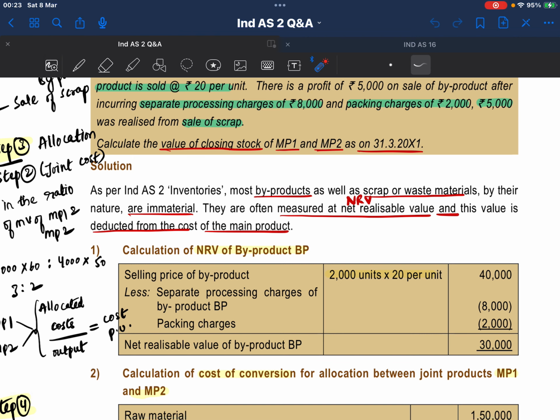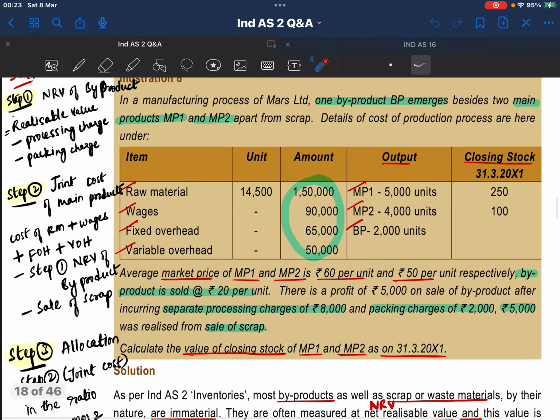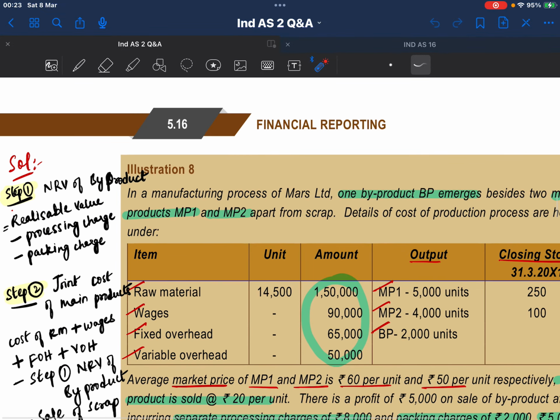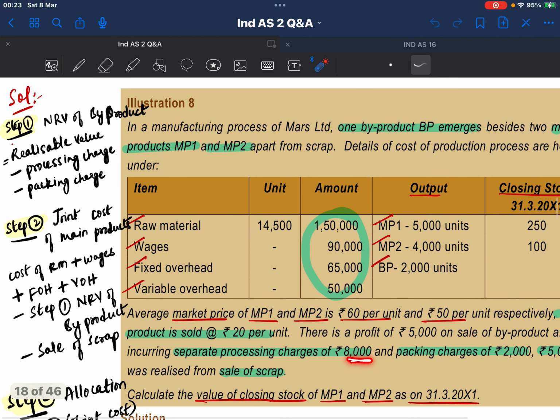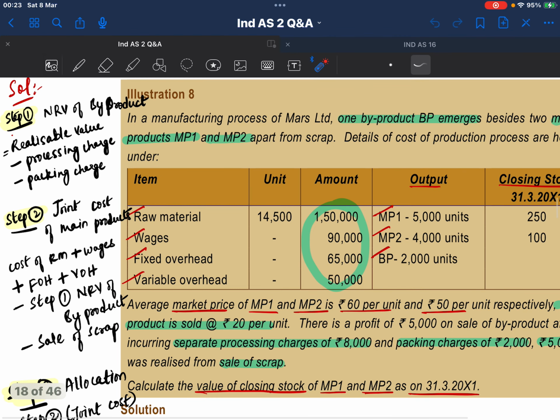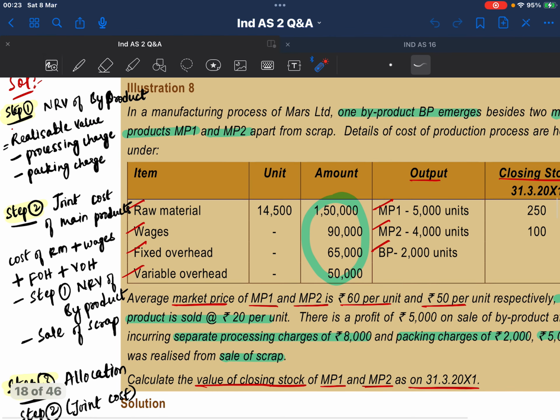Most byproducts as well as scrap or waste materials are immaterial, measured at NRV and deducted from the cost of the main product. Solution. Step 1. We compute the NRV of the byproduct, the realizable value, which is 20 minus the processing charge of 8,000 and packaging charge. This NRV value shall be deducted from the total expense.